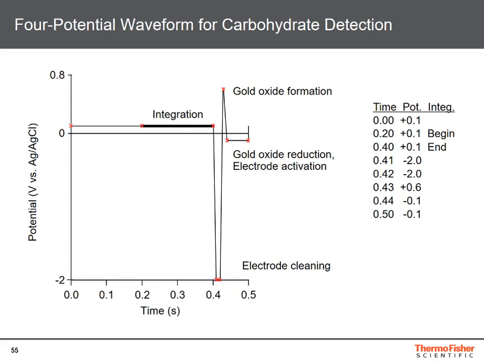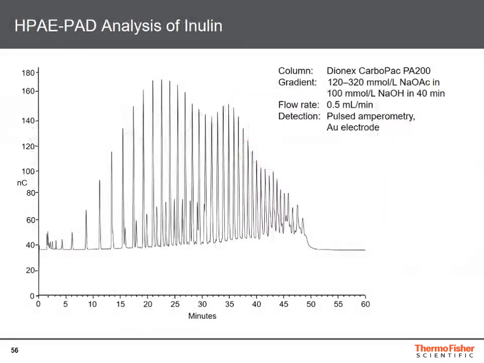Applying this waveform, we can measure carbohydrates at a very sensitive scale. Today, we are detecting mono and disaccharides down to the femtomole level. With the application of such a four potential waveform, we also get a very stable signal over a long period of time. A typical example of the pulse amperometric detection of carbohydrates is shown on this slide with the analysis of inulin.